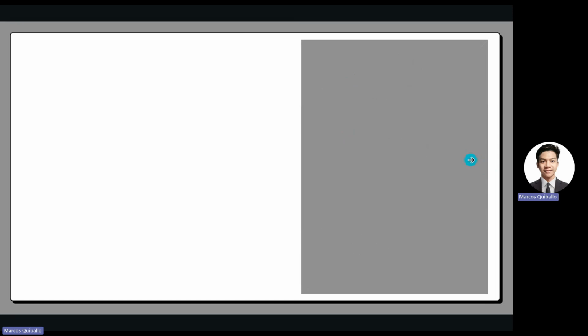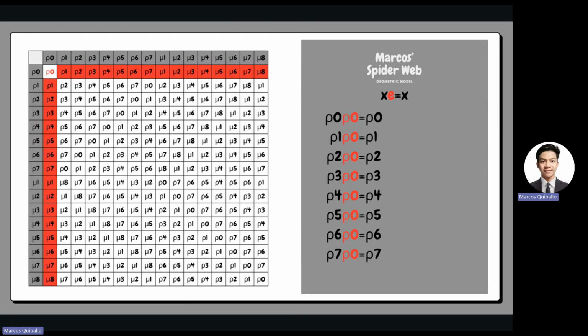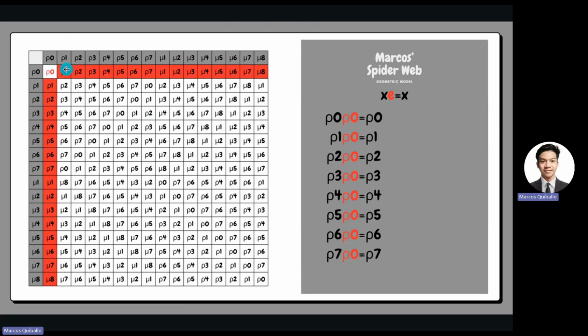So again, for our third requirement, this table must have an identity element. In finding the identity element, we have here the general formula, which is x times e is equal to x. So as what you can see here, our identity element is row 0, because it forms a line of symmetry here for rows and also columns, and it intersects at our identity, which is row 0.